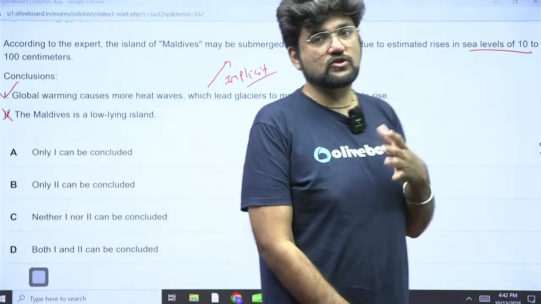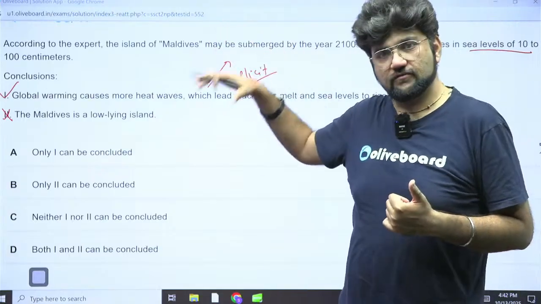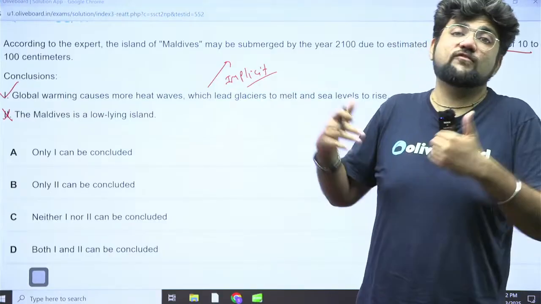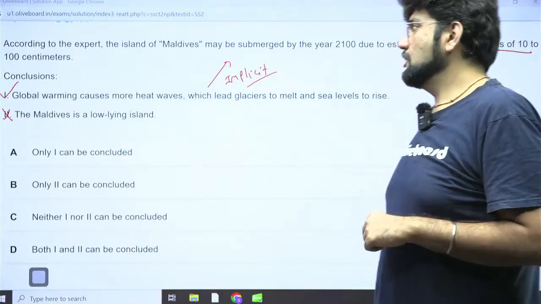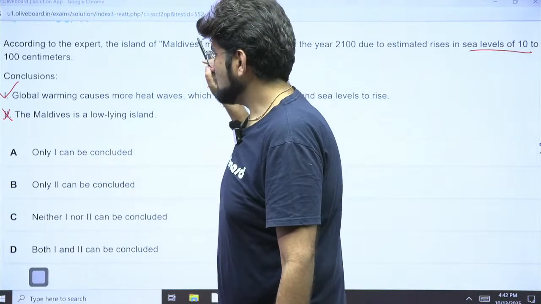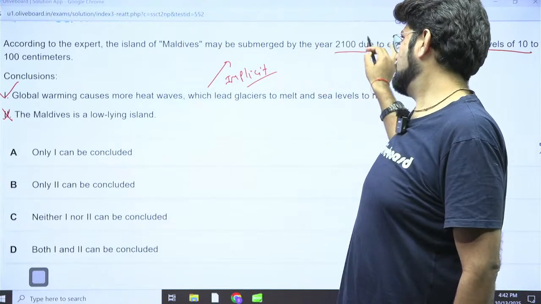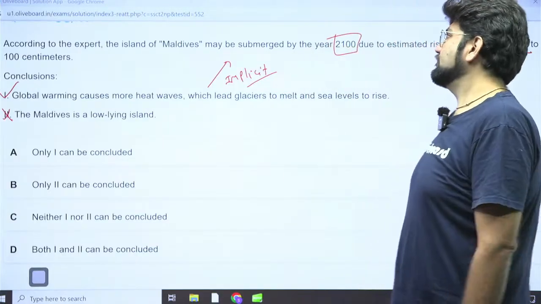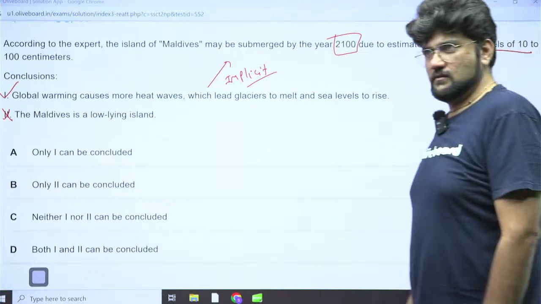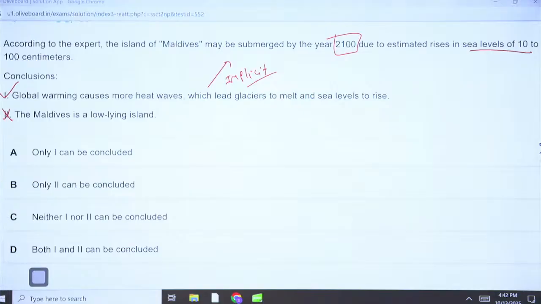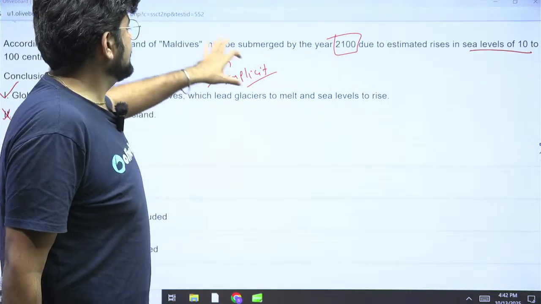So they are giving you a situation and they try to ask you what can be causative reasons for the conclusion or for the situation, or what can you understand further from the conclusion or from the situation. So in that case, the Maldives is a low-lying island can be concluded. I'll tell you how. They are saying that by 2100, if I assume currently to be 2026, so approximately 74 years from now, agreed? Right? 74 years from now, they are telling us that the estimated rises in sea level will be 10 to 100 centimeters. Okay? And then Maldives may be submerged.